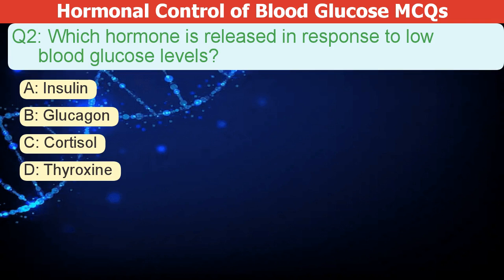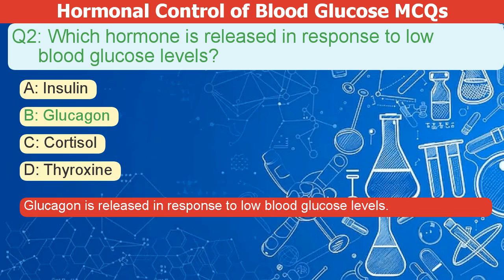Which hormone is released in response to low blood glucose levels? A. Insulin. B. Glucagon. C. Cortisol. D. Thyroxine. The correct answer is B. Glucagon is released in response to low blood glucose levels.